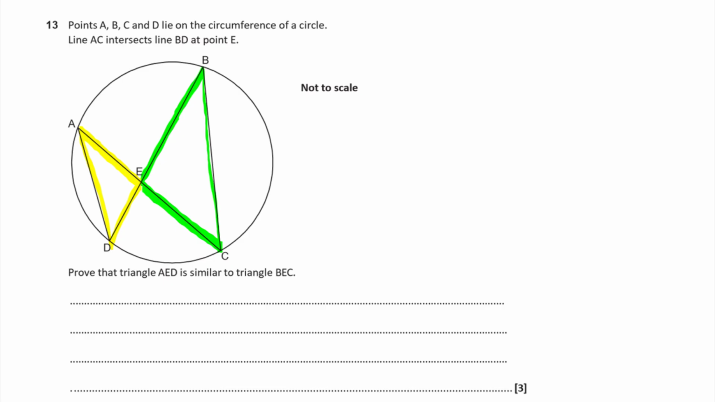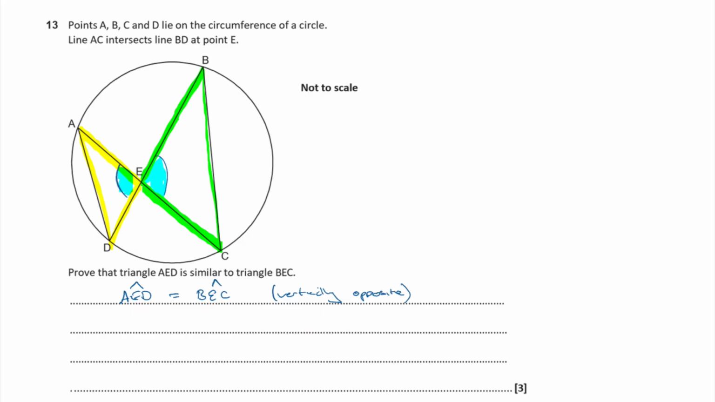Okay, let's start with the angle at E, because that one's fairly straightforward, isn't it? So here, what we've got is two vertically opposite angles, haven't we? So these two vertically opposite angles must be equal to each other. So I'm going to start with that. I'm going to say angle AED is equal to angle BEC because they are vertically opposite.